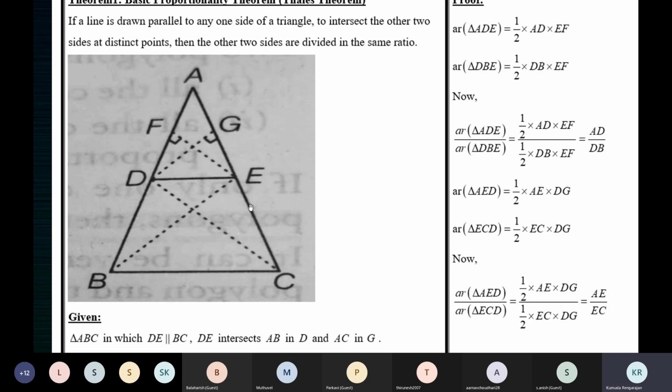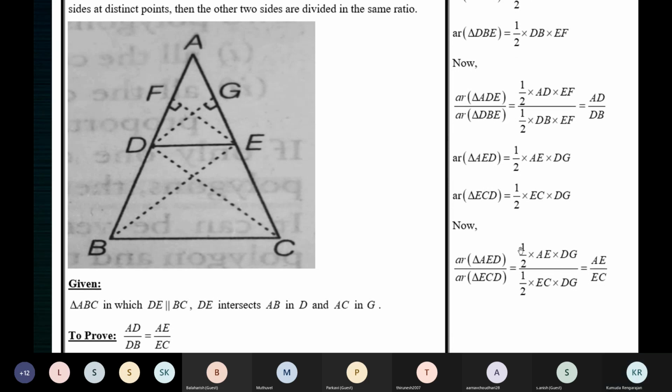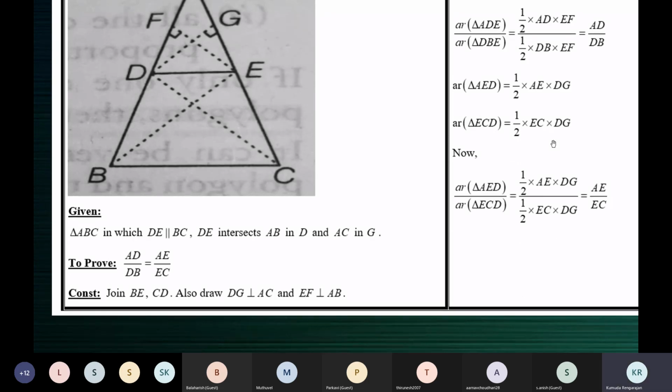So area of triangle ECD. If you take EC as the base, the altitude should fall from the opposite vertex D. The vertex opposite to EC is D. So you're looking for the altitude from D, that is DG. The altitude actually lies on EC produced. It doesn't lie on EC. It lies on EC produced. For this one also, the altitude did not lie on BD. It lies on BD produced. So half base into height, half EC into DG. Now divide these two areas. Half gets cancelled, DG gets cancelled, and we have AE by EC.